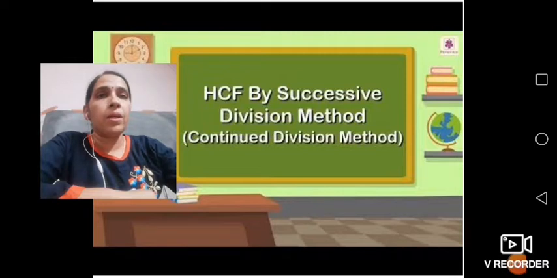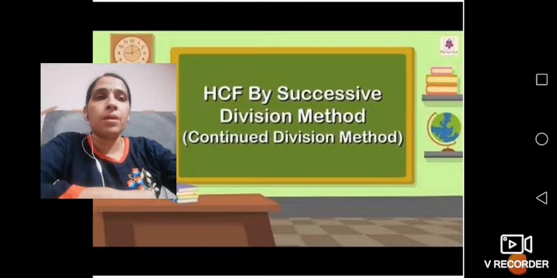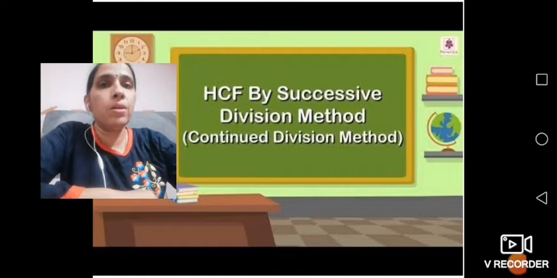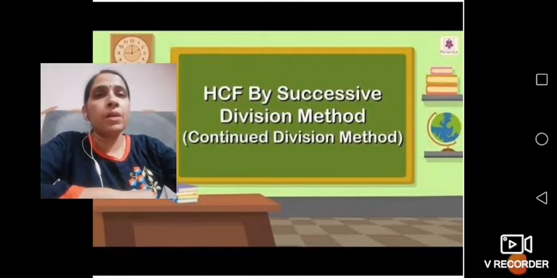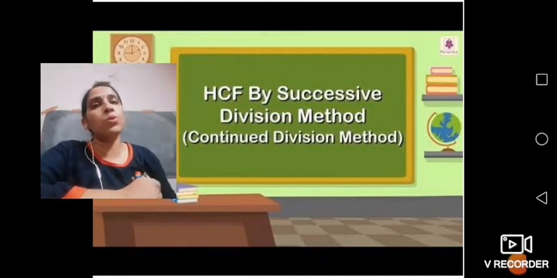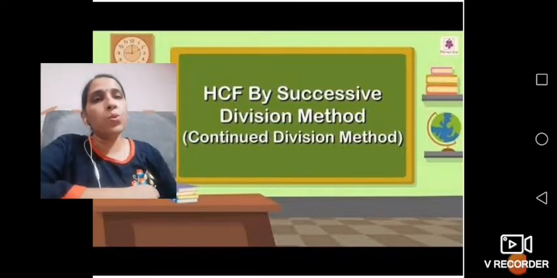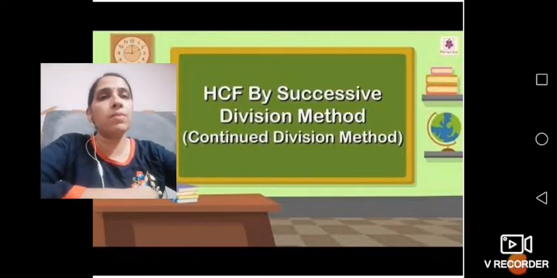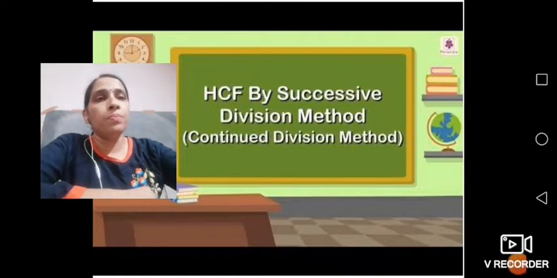The short form of highest common factor is HCF. Now the name of this method is successive division method, or you can call it continued division method. First of all we will understand what the successive division method is and how we are going to use this method to find the HCF. Means first we understand the steps you are going to follow, and then we will do the examples related to this successive division method. So let's understand what the successive division method is.